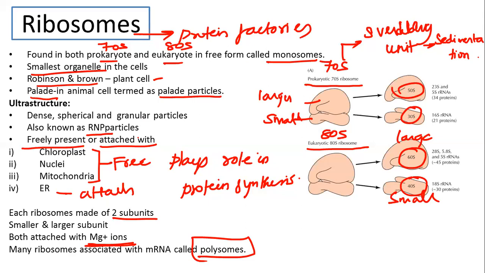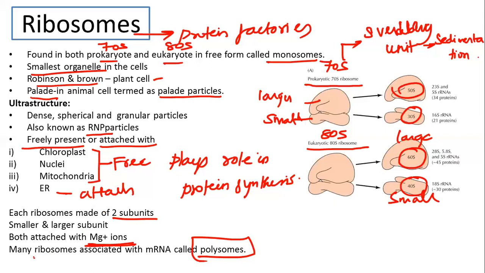Ribonucleoprotein particles. It is also called ribonucleoprotein particles. Always they will be attached with two subunits. One subunit is called smaller, and another subunit is called larger. Both subunits will be joined with the help of magnesium ions.